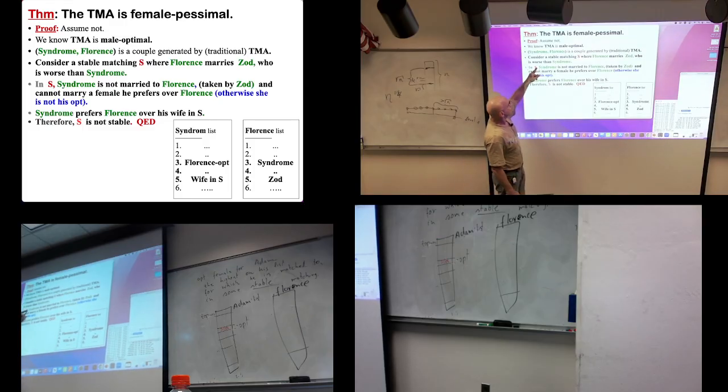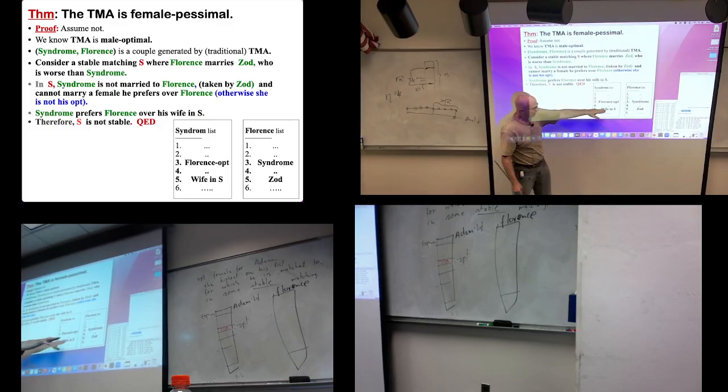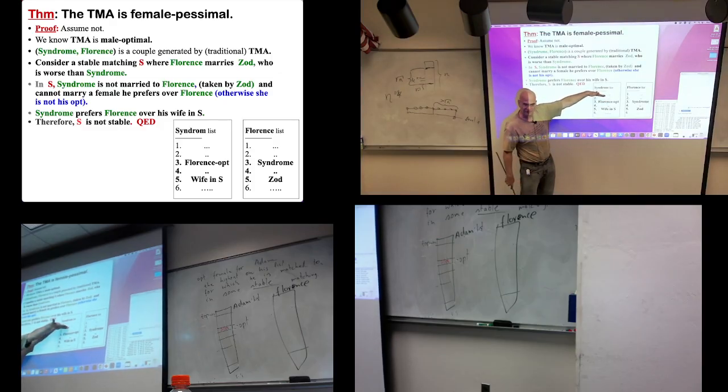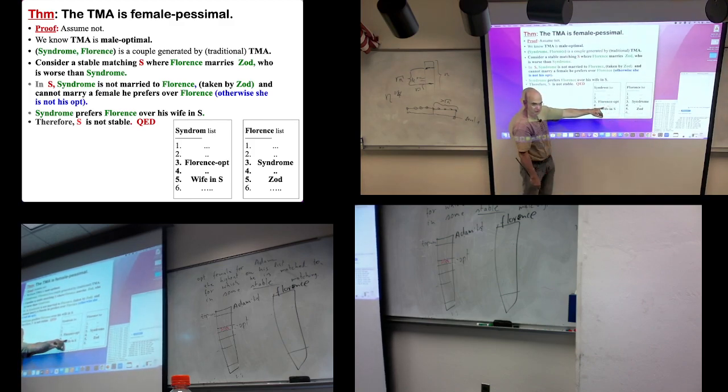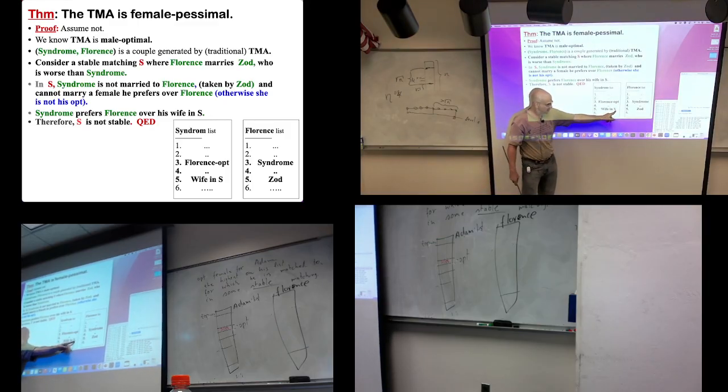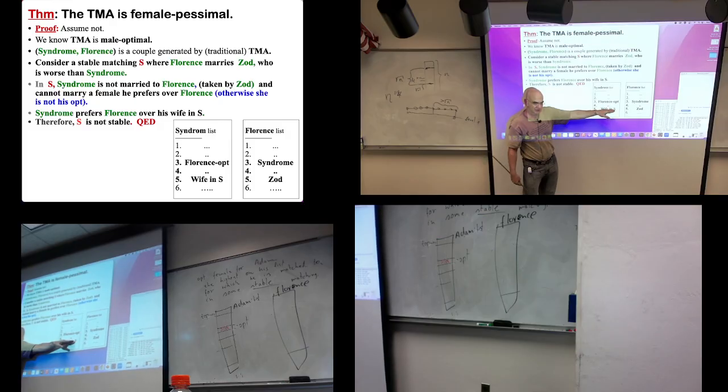So what happened in S? Syndrome, same guy, that in the TMA he is married to Florence, and she is his optimum. To whom is he married in S? Could he be married in S to somebody that he prefers over Florence? No, because S is stable, and Florence is, we already established, the best he can get in any stable world. His wife in the parallel universe in S cannot be better than his optimum, which is Florence. And it cannot be Florence because Florence married Zod in the parallel world. So where is his wife in S? In his list below Florence. And you see why S cannot be stable.